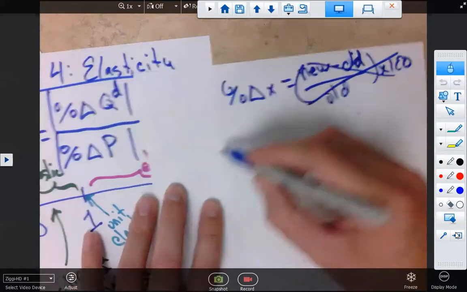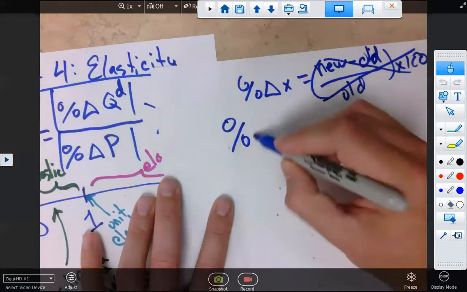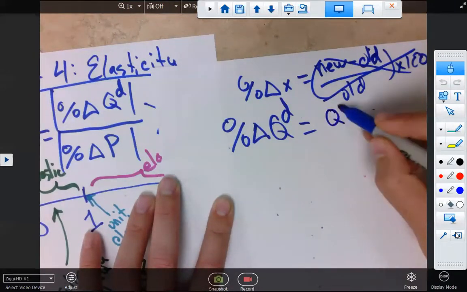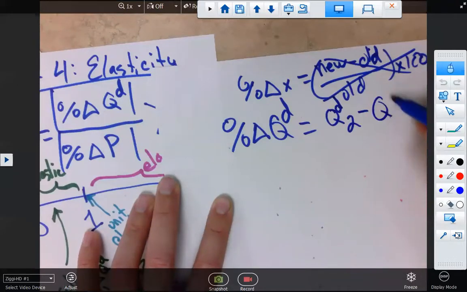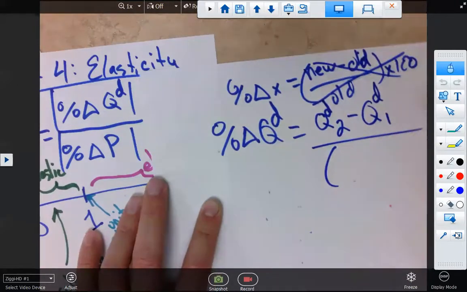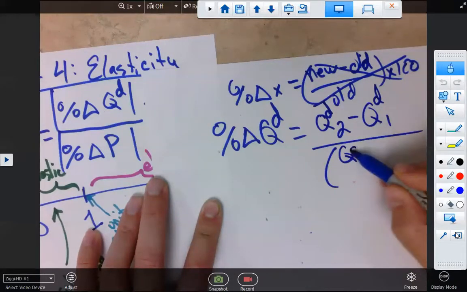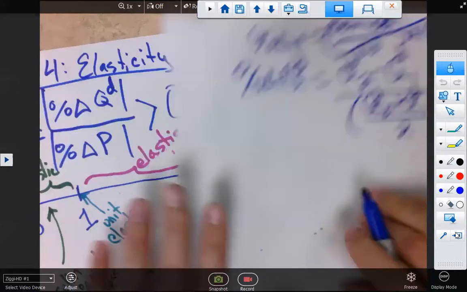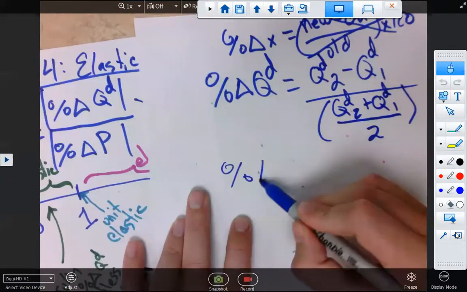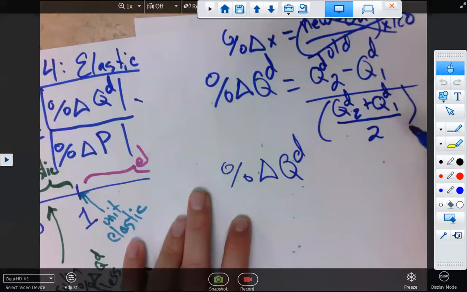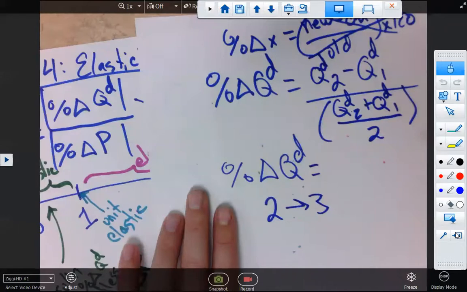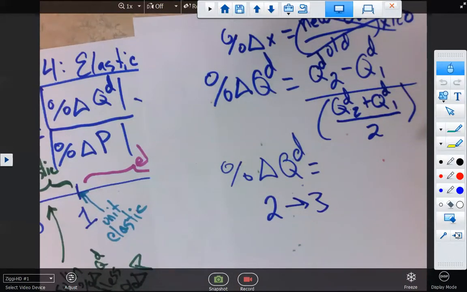What we're actually going to be using now is a midpoint formula, okay? So the percentage change in quantity demanded is equal to the quantity demanded 2 minus the quantity demanded 1 over the midpoint. So I'm going to add them up: quantity demanded 2 plus quantity demanded 1, over 2. So real quick, on your own, calculate the percentage change in the quantity demanded as I go from consuming 2 units to 3 units. What's that in percentage change? Using the midpoint.